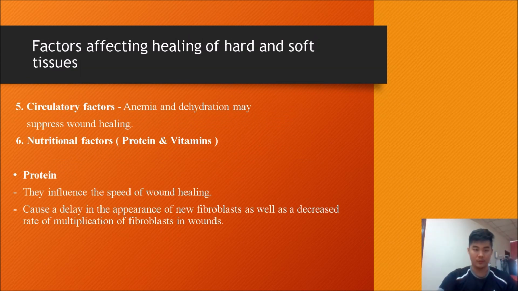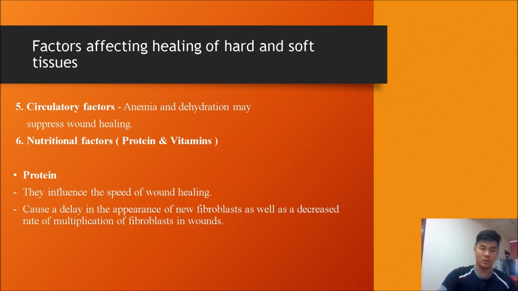Okay, next is the fifth one, that is circulatory factors. In anemia and dehydration, the wound healing is suppressed. This is because in anemia, there's a lack of red blood cells, so the blood supply is restricted. So that's why there will be poor circulation of blood flow, and the healing is delayed. Whereas for dehydration, like I mentioned earlier, a wound is going to heal more rapidly if it's under moist and warm conditions. So in dehydration, there is dryness of the wound, so the healing is also delayed.